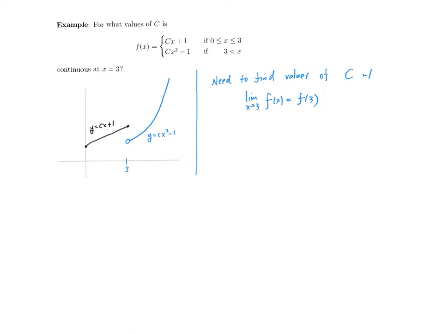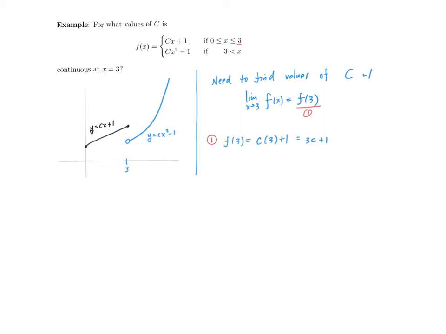Maybe starting with the easier computation, we need to determine the function value at 3. Looking at our piecewise defined function, if we want to know how it's defined at 3, we use that top definition, cx plus 1. So f of 3 would be c times 3 plus 1. I find it a bit more convenient to write this as 3c plus 1. So that gets us started.